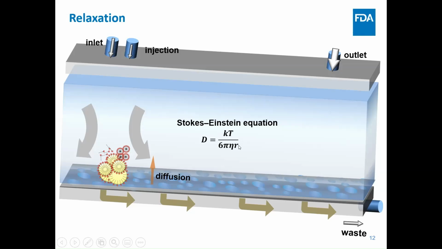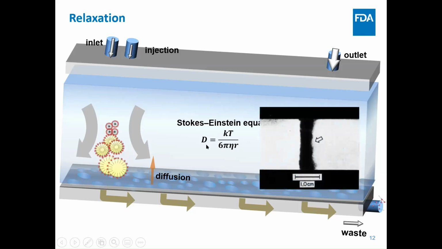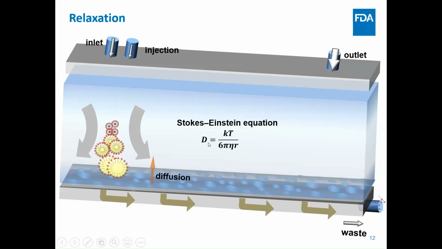Smaller particles tend to have a stronger diffusion coefficient. So smaller particles diffuse further away from the membrane and stay close to the center of the channel. Bigger particles have a smaller diffusion coefficient, so they stay closer to the membrane. And of course, anything that is smaller than the pore size of the membrane will go to the cross flow and to the waste.